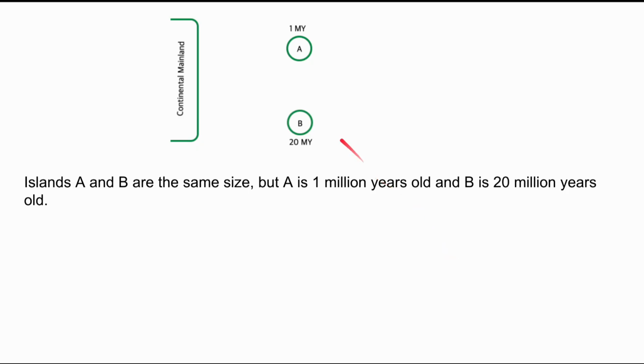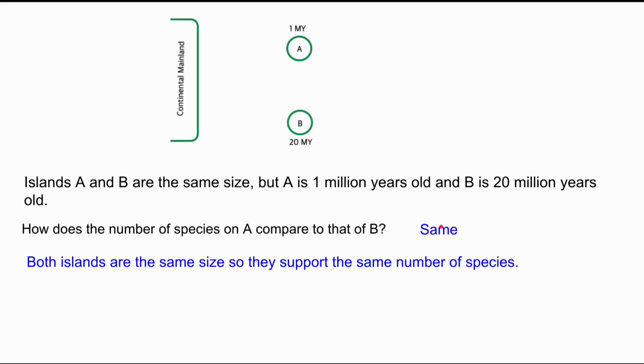So I have two islands, island A and B. They both have basically the same area and the same amount of isolation from the continental mainland. But the difference is island A is 1 million years old and island B is 20 million years old. Well, that's more than enough time for primary succession to build the soils that we need to support any plant species that might be able to get to these islands. So if we were asked, how does the number of species on A compare to B? I'd say we've got the same area, so we're going to have the same rates of extinction, so we can probably support the same number of species. So I would think we're going to have the same number of species on both because they're the same size.